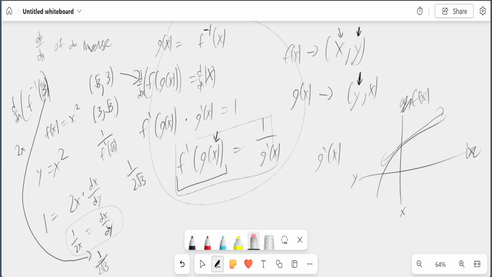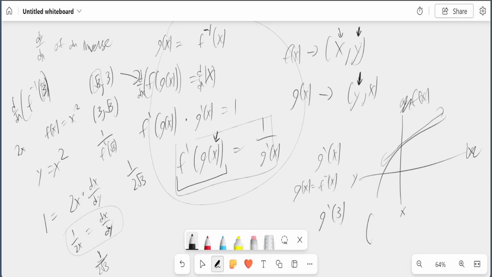Wait, do I plug in 9? Shoot, I probably did something. Yeah, you did. Wait, so you plug in root 3, right? Not 9. Am I messing up? You want to find g prime of 3. So if g of x is equal to f inverse, find g prime of 3.